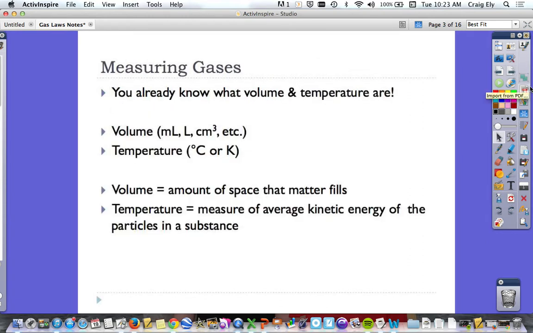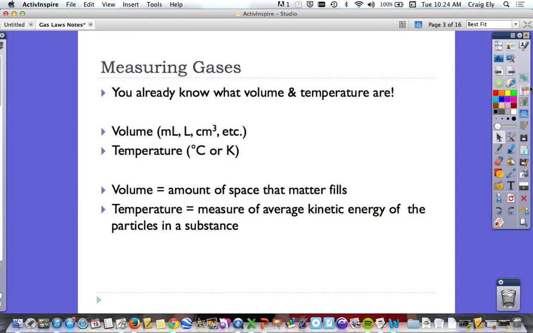We know about volume and temperature. We know that volume is the amount of space something fills. We know that temperature is the measure of the average kinetic energy of the particles of a substance. Remember, we talked about the difference between heat and temperature in the last unit. We said that heat was the energy from the motion of the particles in a substance, so that kinetic energy of the particles in a substance, and then temperature is the measurement of that energy. So remember the difference between temperature and heat.